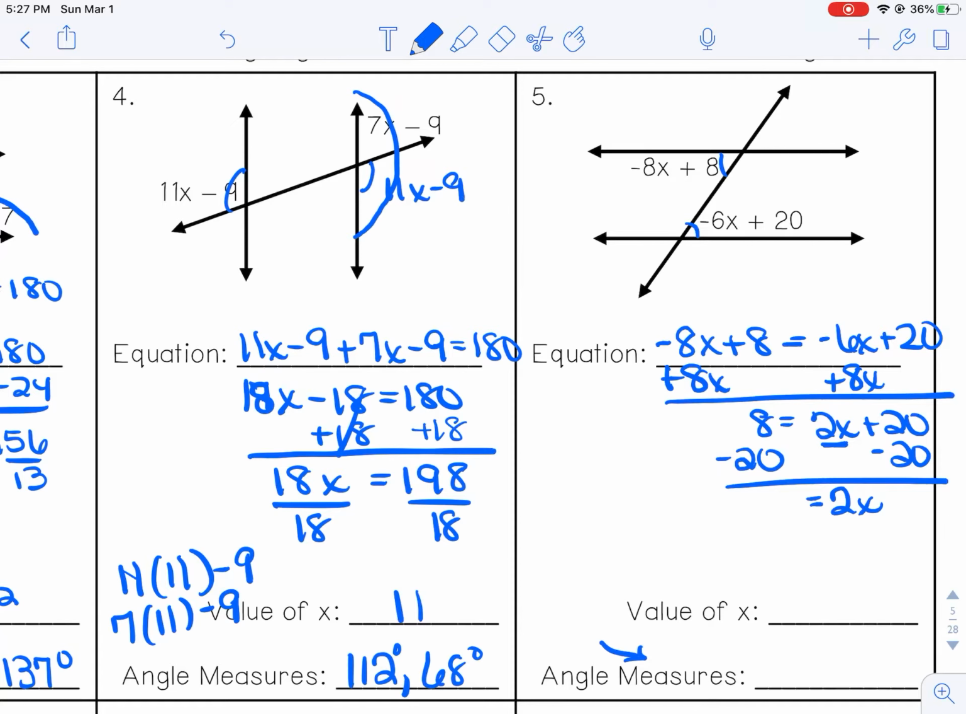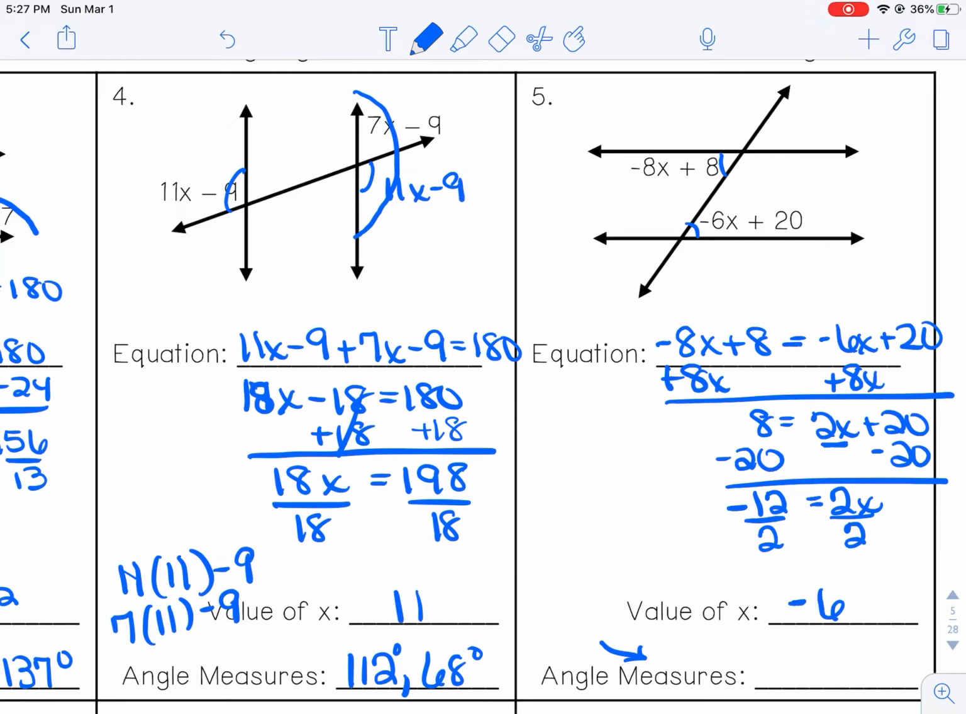2x is equal to a negative 12. Divide each side by 2, and you'll have a value of negative 6 for x. Some people don't like having a negative value of x. That's okay. What's not okay is if your angle measures are negative.